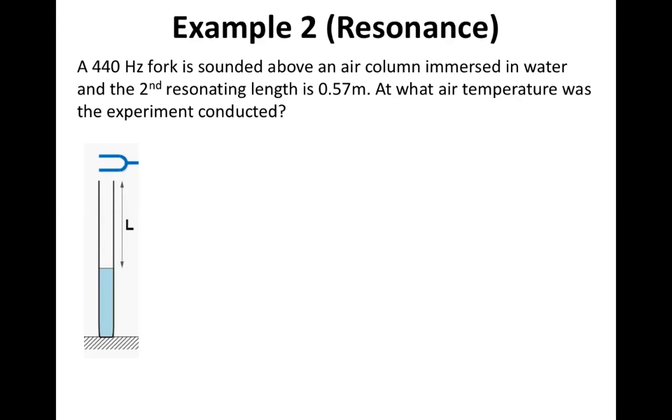What's meant by that second resonating length? We found a first length, maybe it was here, and then we kept filling up the water, and we found that the sound of this tuning fork was amplified at that first resonating length and the second resonating length. It's the second place where you hear that amplifying sound. This tuning fork is only so loud, but when you play it over this column, there's resonance at 0.57 meters. At what air temperature was the experiment conducted?